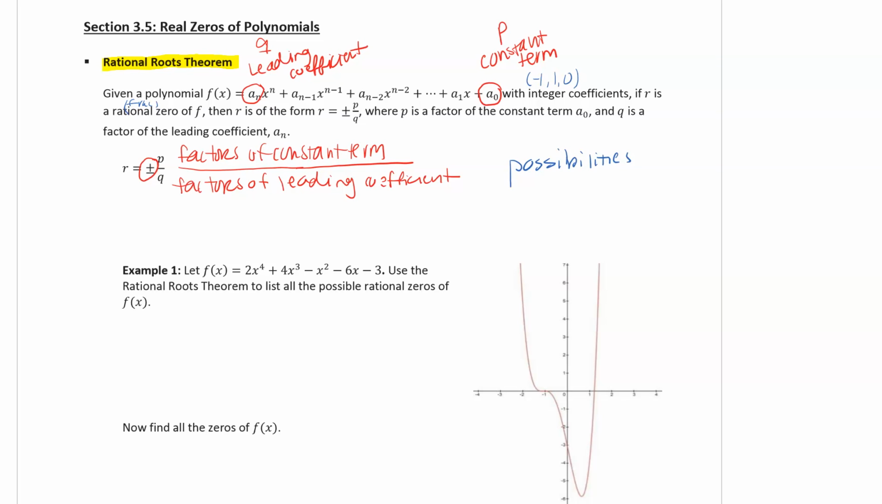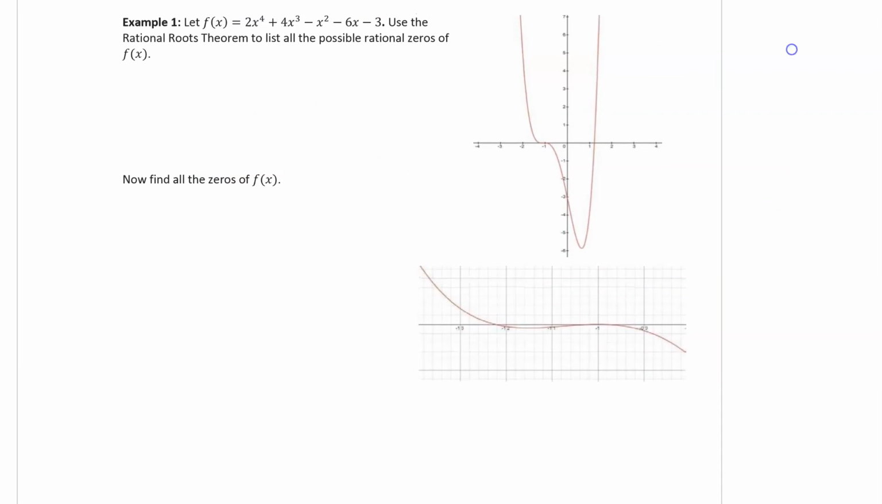Example 1, let f of x equal 2x to the fourth plus 4x cubed minus x squared minus 6x minus 3. Use the rational roots theorem to list all possible rational zeros. So we're just going to list out what our possibilities could be. And so what I'm going to do is I'm going to look at my front coefficient 2, and I'm going to look at my back term 3, and it's irrelevant whether it's -3 or not because we're going to do plus or minus.